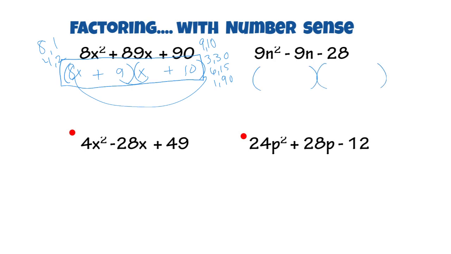This time, I've got a minus sign here. That means that these 2 will have to be different signs, which means that the outer and the inner will end up subtracting to a 9. So what I'm going to have to do is get something that's bigger than 9 and something smaller than 9, so that when it subtracts, it ends up at 9.